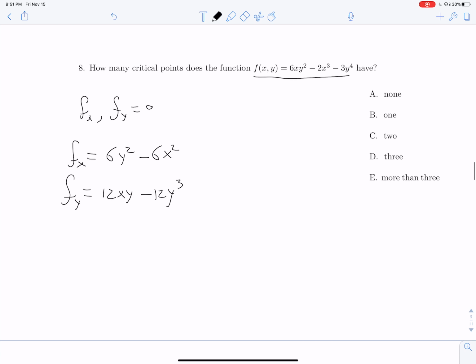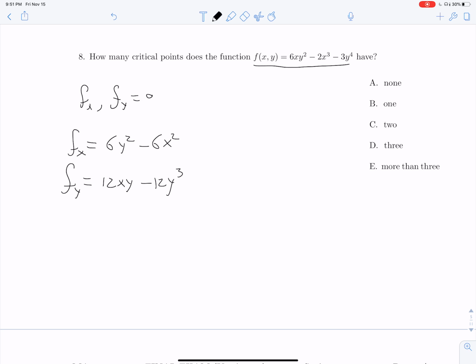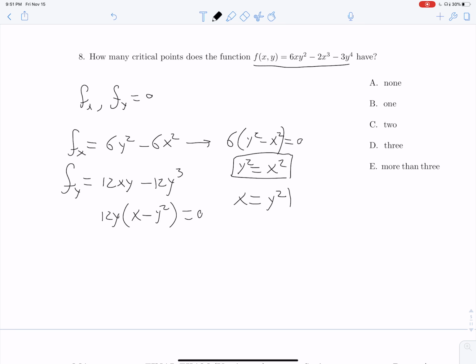Okay, so solving and simplifying a little bit, we see that this is the same thing as 6 times (y squared minus x squared) equals 0, which is the same thing as saying y squared equals x squared. So this is a condition that must be true. We also can go down here and pull out a 12y, and 12y times (x minus y squared) has to be equal to 0. We can divide by 12y and see that our other condition is that x has to equal y squared.